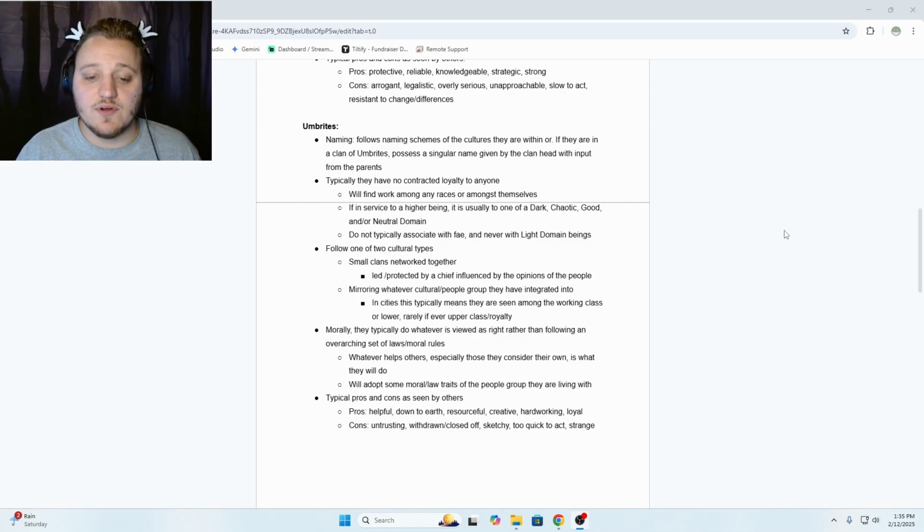Morally, they typically do whatever is viewed as right, rather than following an overarching set of laws and morals. Whatever helps others, especially those they consider their own, is what they will tend to do. And they will adopt some moral or law-based traits of the people or group that they are living within. So they have their own kind of sense of morality of, okay, I'm going to help those that I care about, I'm going to help those around me, but they will sometimes take on moral laws, or I guess you could say social laws, from the people that they are living within.